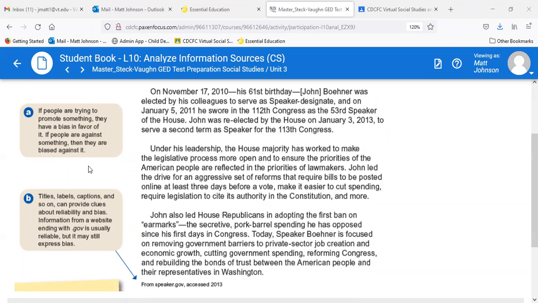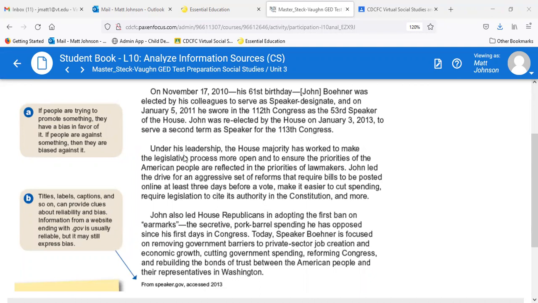John led the drive for an aggressive set of reforms that require bills to be posted online at least 3 days before a vote, make it easier to cut spending, require legislation to cite its authority in the Constitution, and more. John also led House Republicans in adopting the first ban on earmarks, the secretive pork barrel spending he has opposed since his first days in Congress. Today, Speaker Boehner is focused on removing government barriers to private sector job creation and economic growth, cutting government spending, reforming Congress, and rebuilding the bonds of trust between the American people and their representatives in Washington.